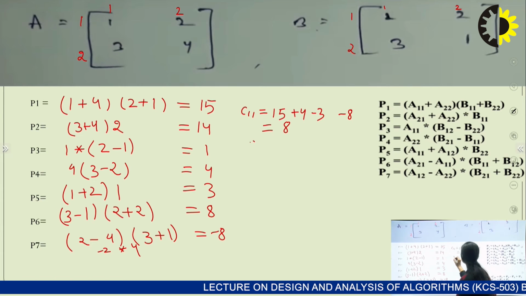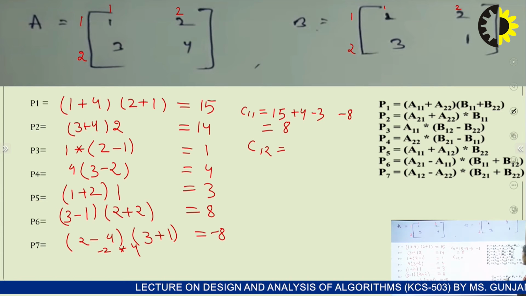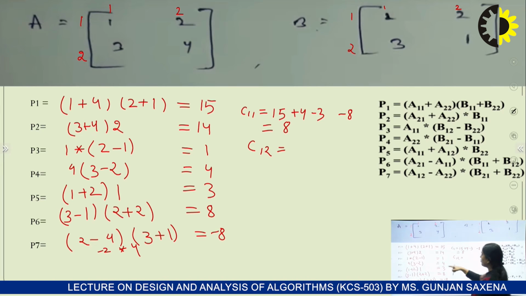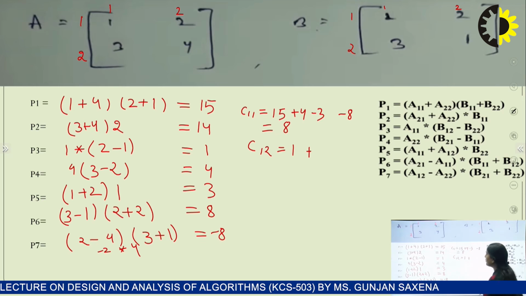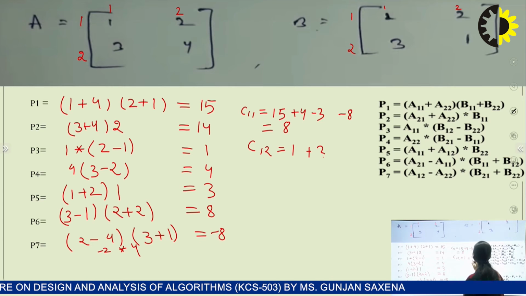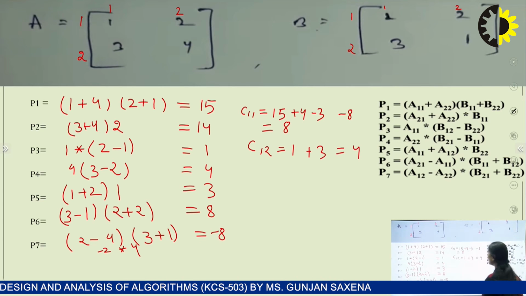After that, C12. The value of C12 is P3 plus P5. The value of P3 is 1, plus the value of P5, which is 3. So the value is 4.